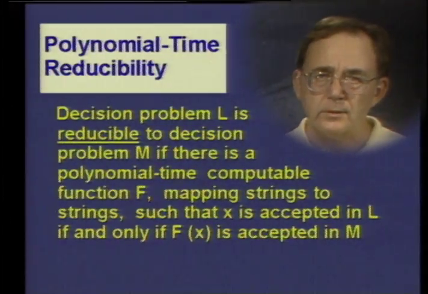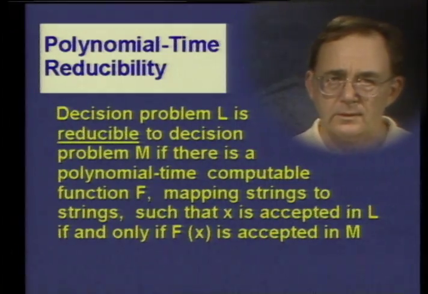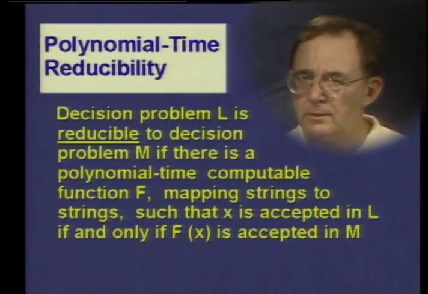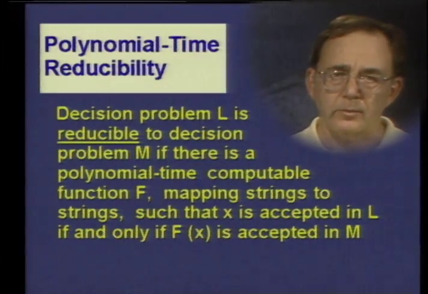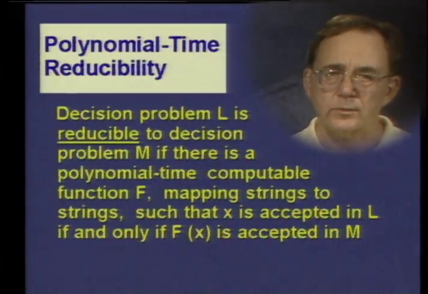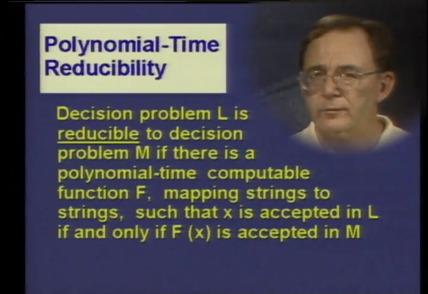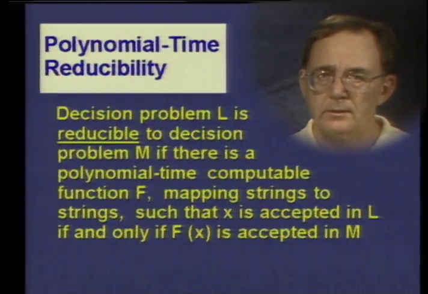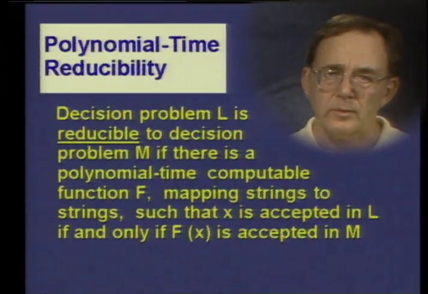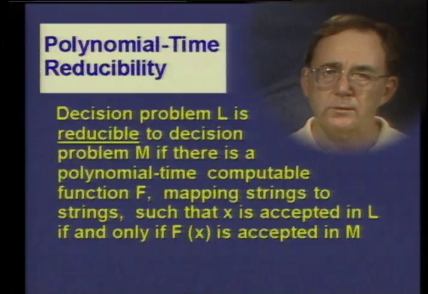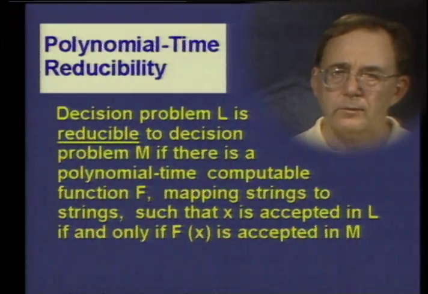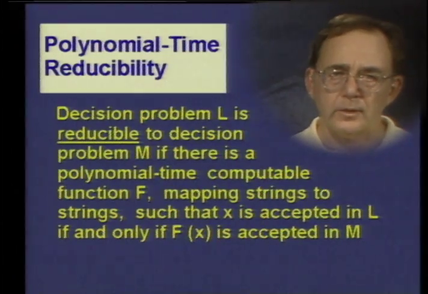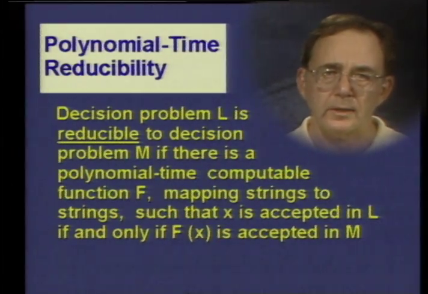There are various intuitive interpretations that can be given to this definition of reducibility. One of them is that problem L is reducible to problem M if problem M is at least as hard as problem L, or if problem M is more general than problem L, so that problem L is a special case. Another interpretation is that problem L is reducible to problem M if a polynomial time algorithm for M would yield a polynomial time algorithm for problem L.